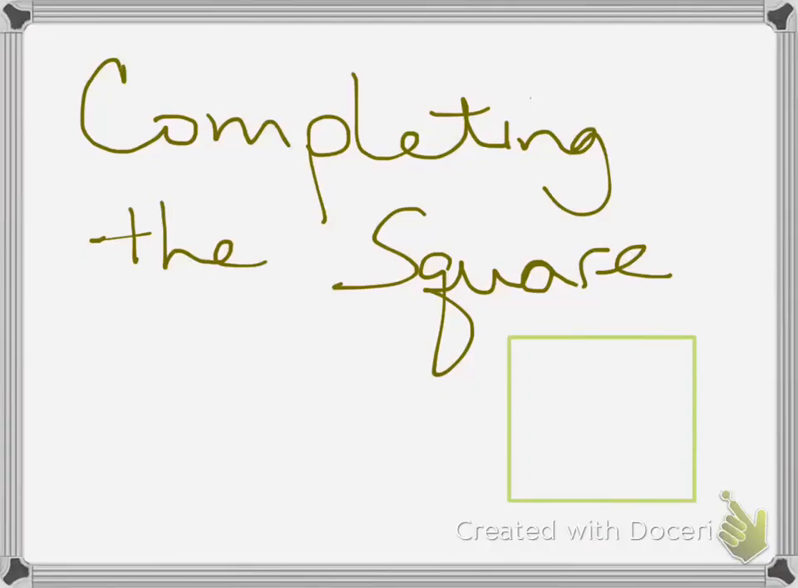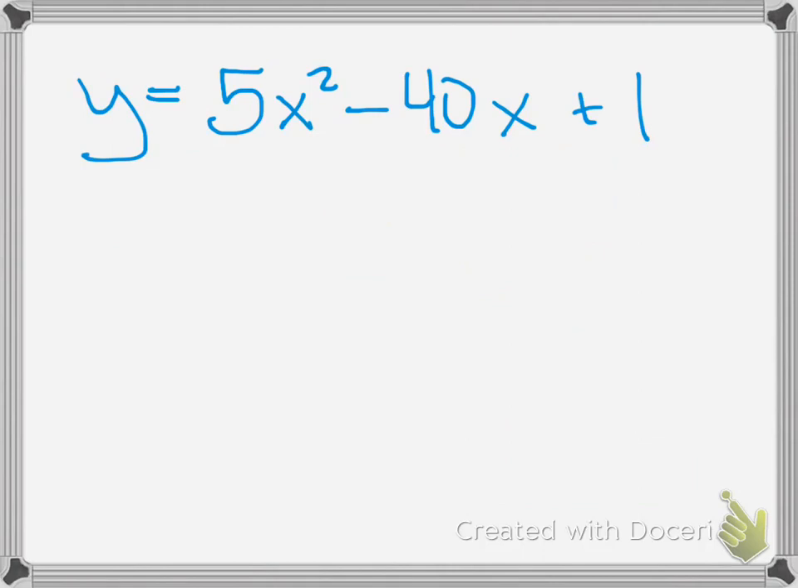Greetings, everyone. So let's go through a couple of examples of the process of completing the square as we were doing in class. So here's an example of a parabola written in standard form. Now, our goal with using completing the square is to rewrite this into vertex form or graphing form. And so the process is relatively straightforward, so let's go through it.